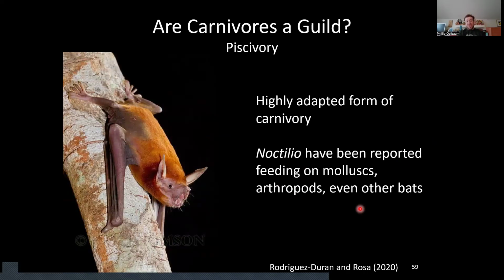So piscivory, as far as I'm concerned, we can consider this an extreme or highly adapted form of carnivory. In terms of our piscivorous bats, there's a few fish-eating myotis, but Noctilio is really the one that comes to mind for me. So Noctilio leporinus have been reported not just eating fish though, but also eating mollusks, arthropods, even other bats. So this dietary niche breadth is really plastic.